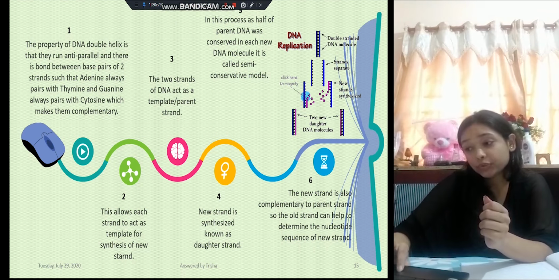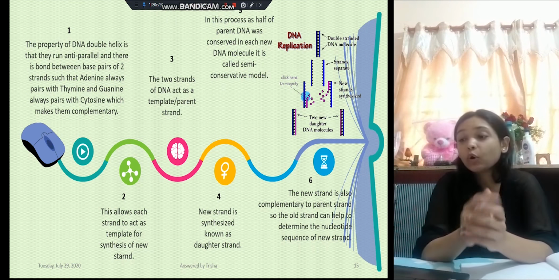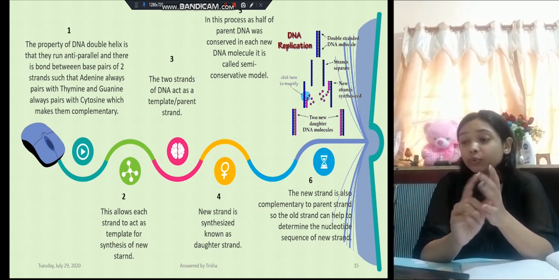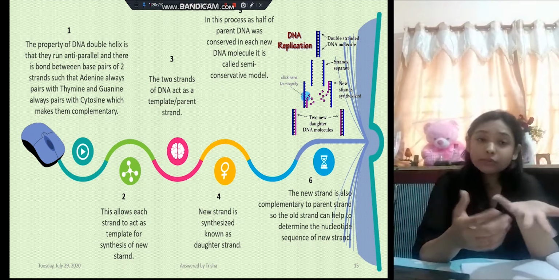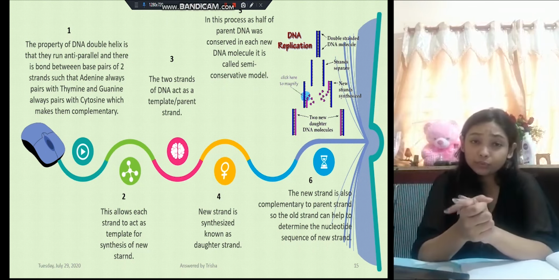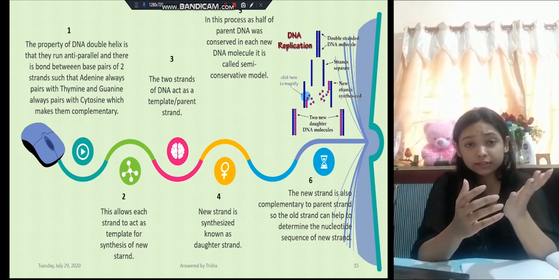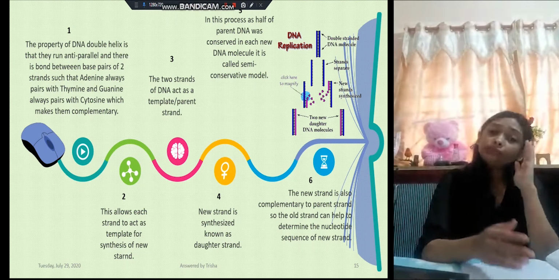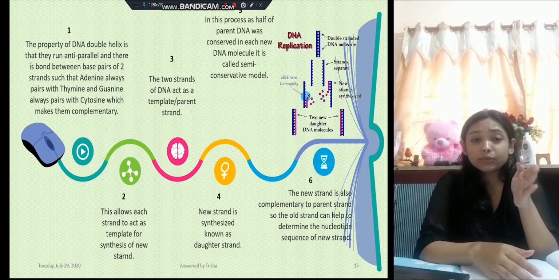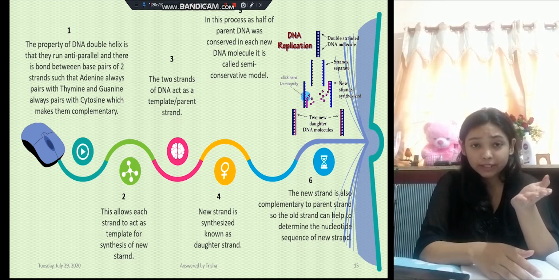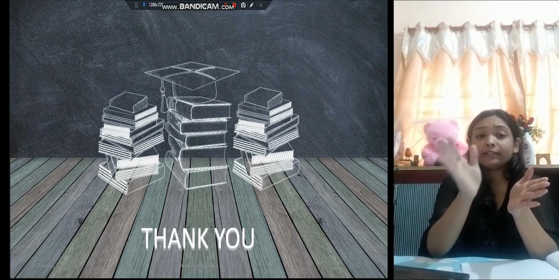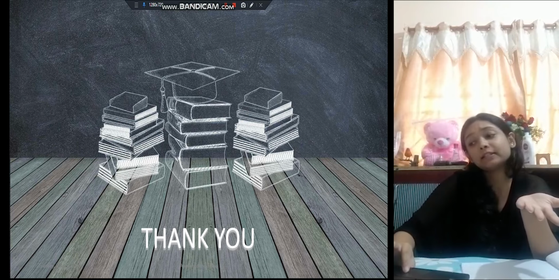The new strand formed is also complementary to the parent strand, so the old strand can help us determine the nucleotide sequence of the new strand. Because the new strand is complementary to the old or parent strand, if we know the nucleotide sequence of the parent strand, we can know the sequence on the new strand thus formed. So this is the semi-conservative model. Thank you.